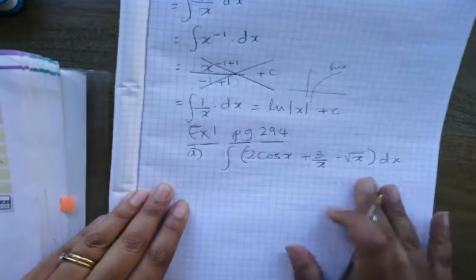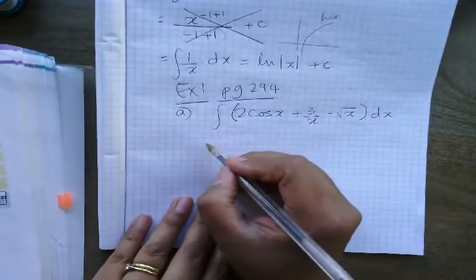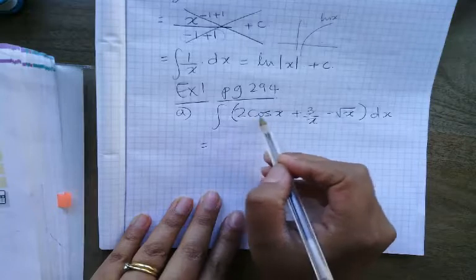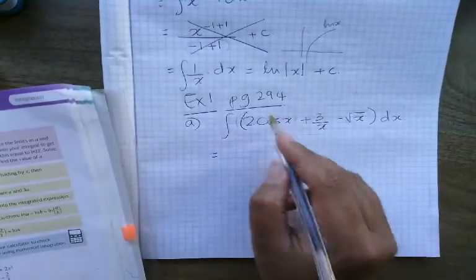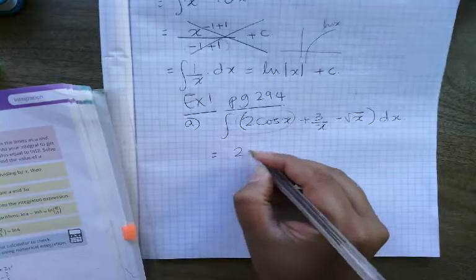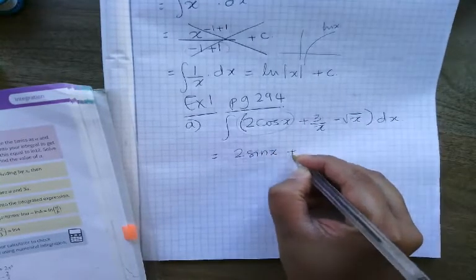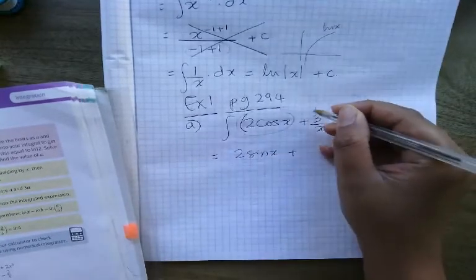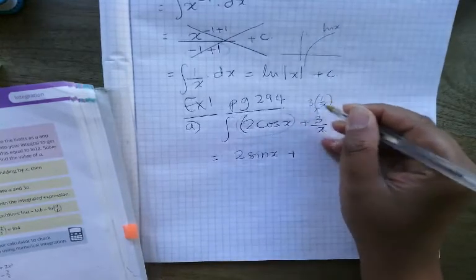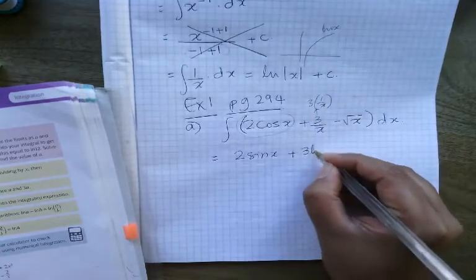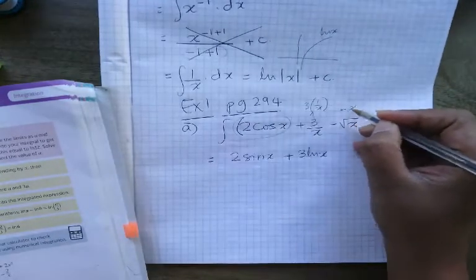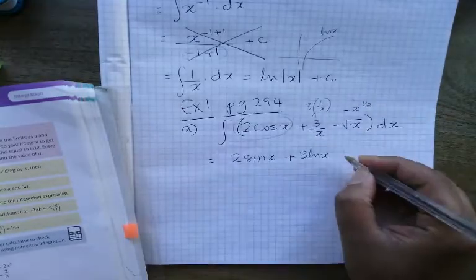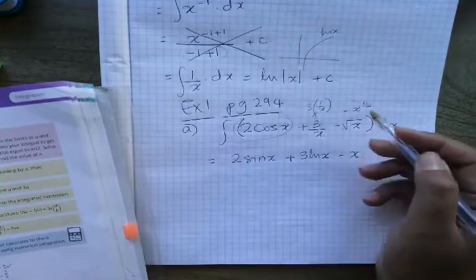Okay, and you've got to integrate this with respect to x. So the cos x, if I go back to my list, cos x integrates to sine x, so this first term is going to become 2 sine x, plus I've got 3 times 1 over x, so that's just going to integrate to 3 ln x, minus root x, that's just minus x to the power of a half. That's just from your book 1.